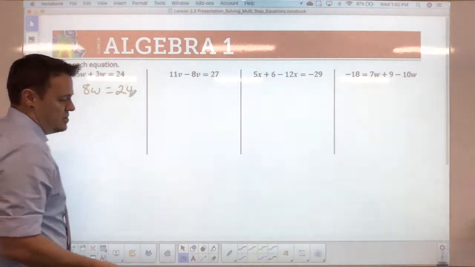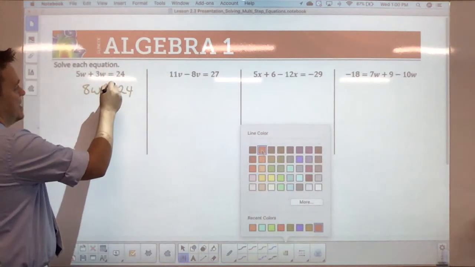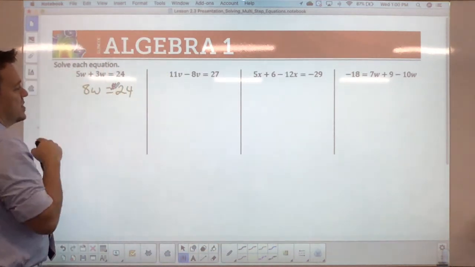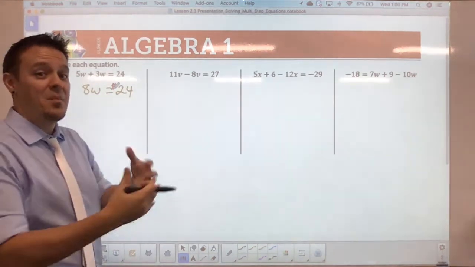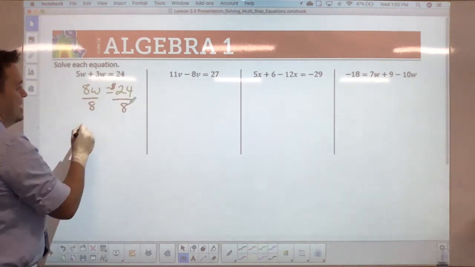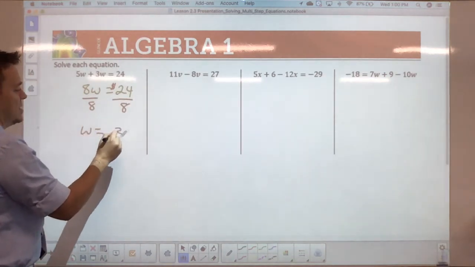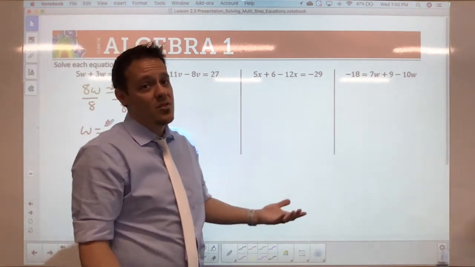But in this instance, you'd be like, well, when would I use this? Well, what if this was in money? So I knew this was 24, I had $24, and I had 8 of them. How would you find out how much each watermelon was worth? So you divide both sides by 8, you end up with W equals 3. So each one is worth $3, okay? That's kind of how you'd use it in the real world.